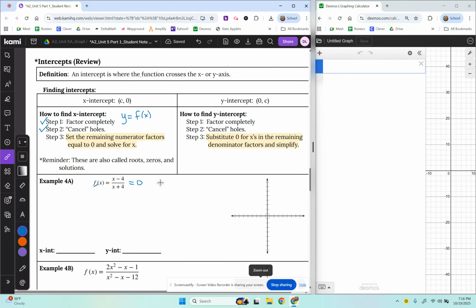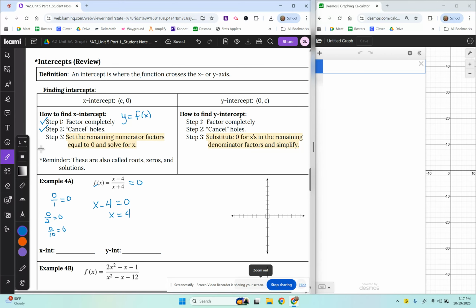And we know for fractions, anytime the numerator equals 0, like 0 over 1 is 0, 0 over 2 is 0, 0 over 10 is 0. Okay, so as long as we have this numerator equal to 0, the whole fraction is going to be equal to 0. And so we will take our numerator and set it equal to 0, which tells me x equals 4. And so this is where my graph is going to cross the x-axis on x equals 4.